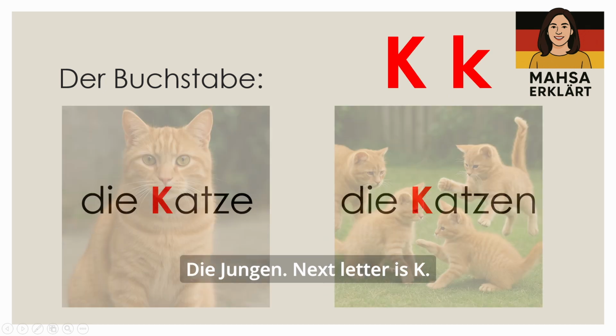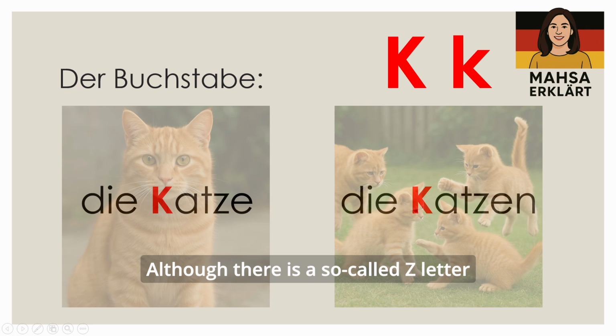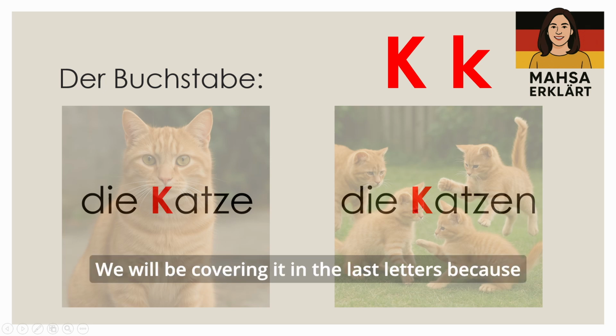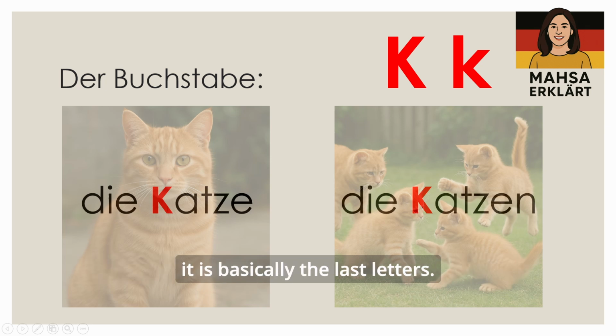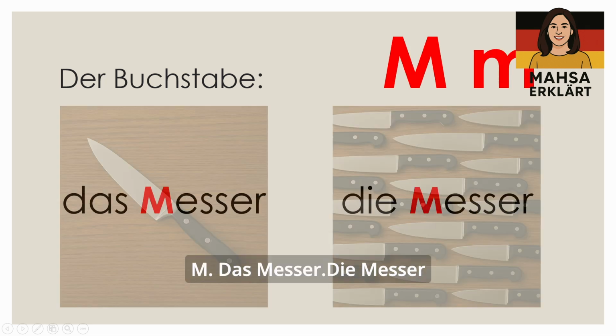Next letter is K, like die Katze. Die Katzen. You can hear that I do not say Katzen with an English Z sound, although there is a so-called Z letter in English in here, but it's not Z. We will be covering it in the last letters. L. Die Lampe. Die Lampen. M.